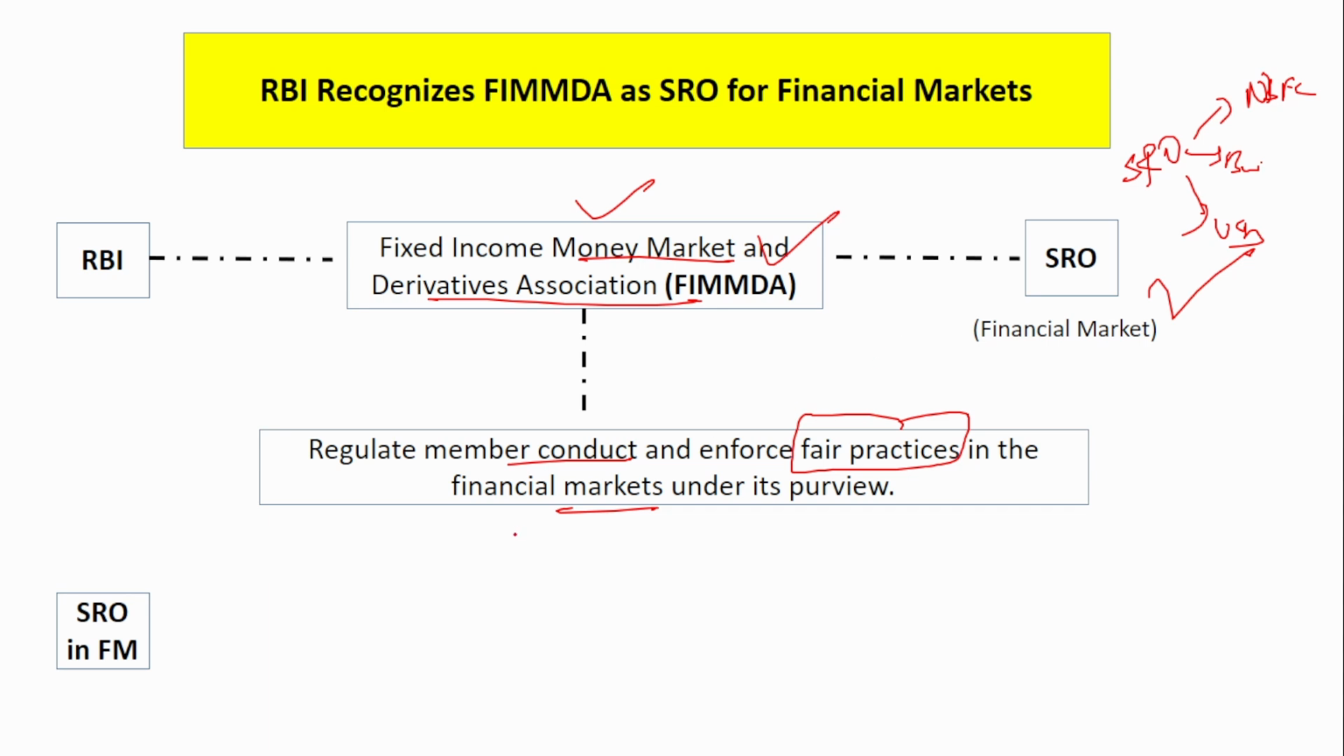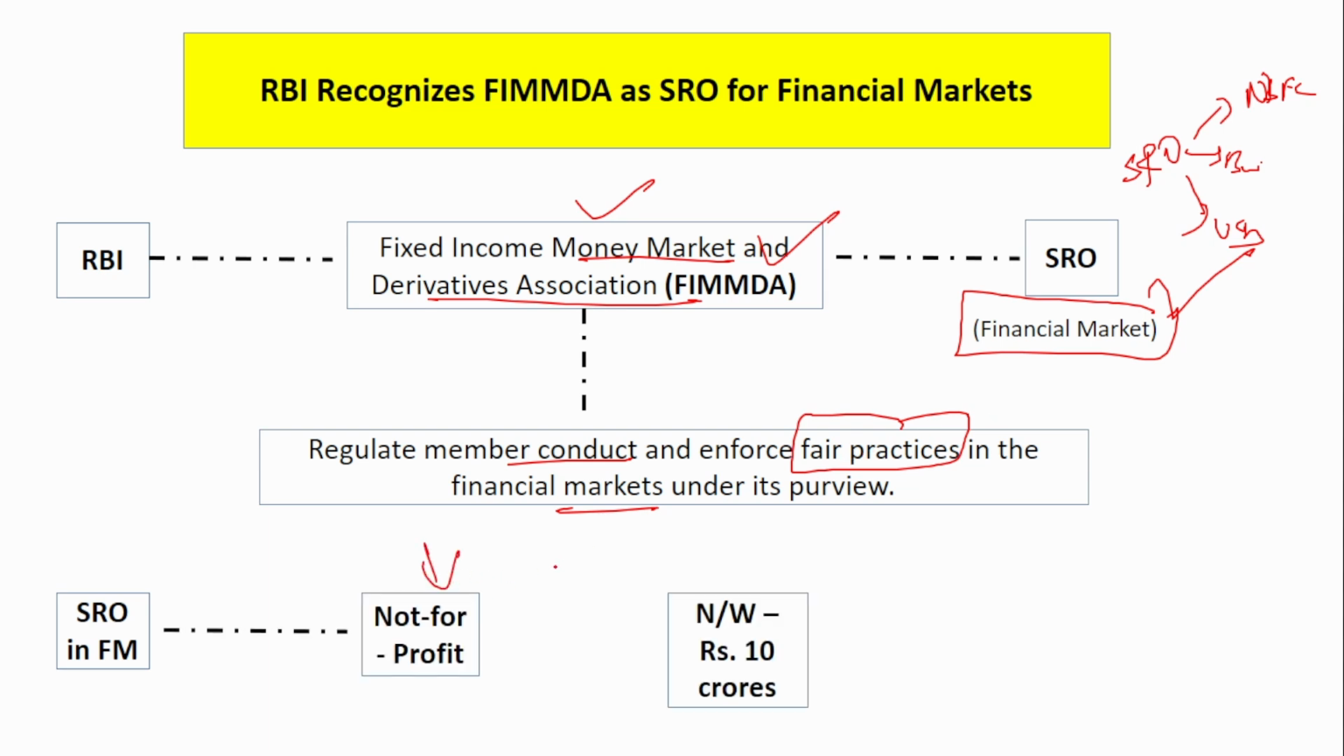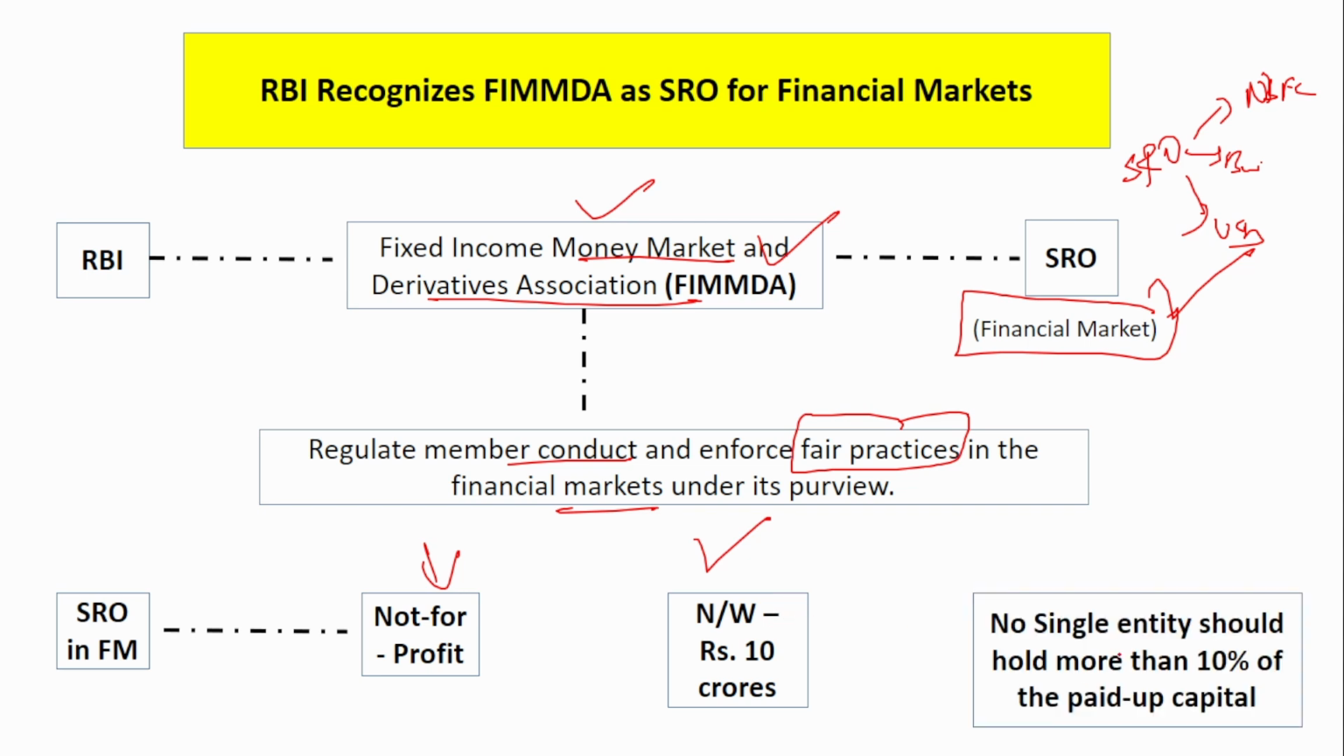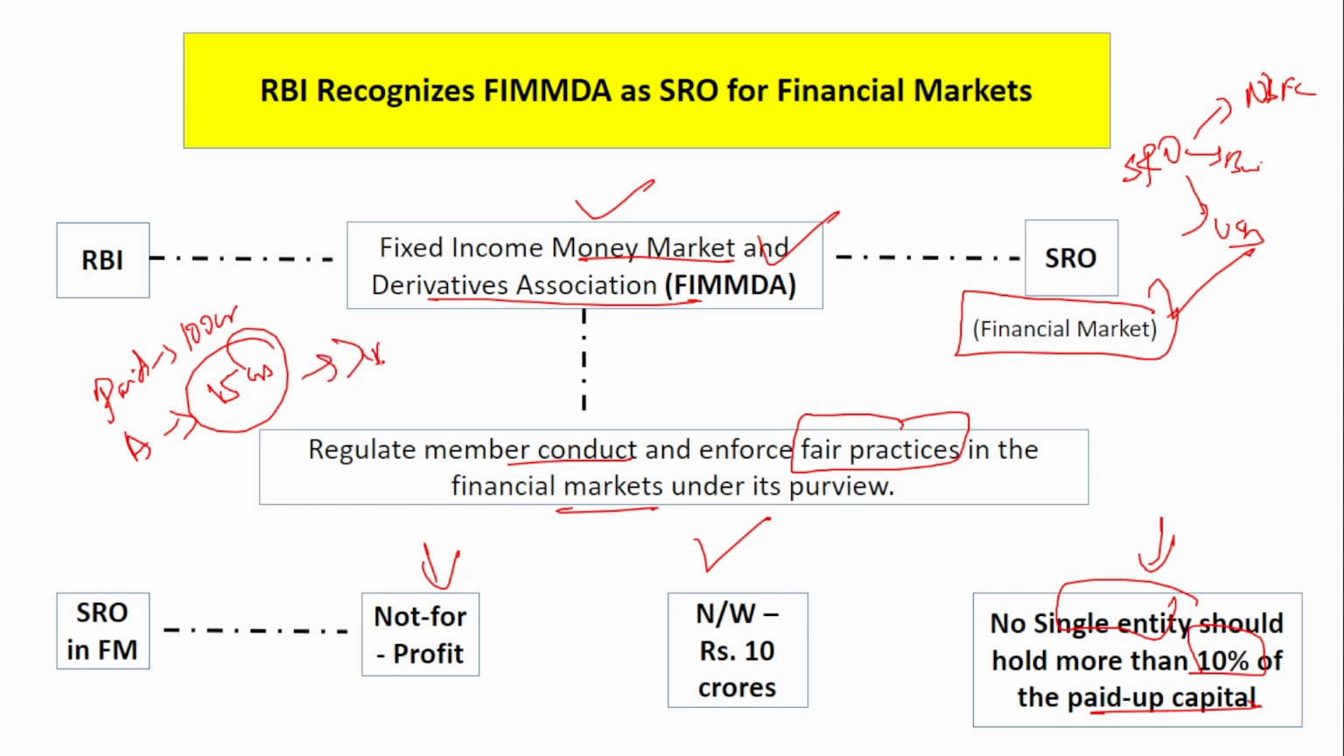If any entity wants to become an SRO in the financial market, there are certain conditions to be fulfilled. It should be a not-for-profit company. The net worth should be a minimum of 10 crores, and no single entity should hold more than 10% of the paid up capital. This is to ensure that the paid up capital is well diversified. Say the paid up capital is 100 crores, and an entity is holding 15 crores, which is more than 10%, right? So they cannot apply for this SRO license. That is what this means.